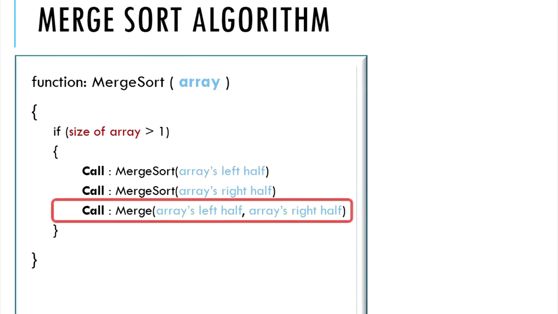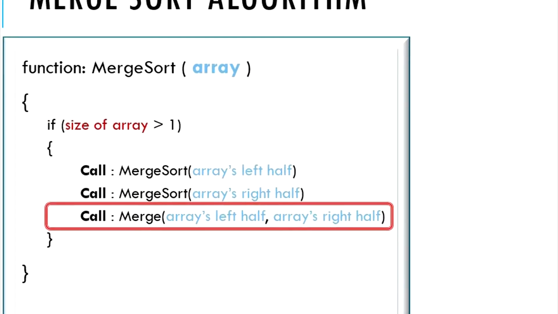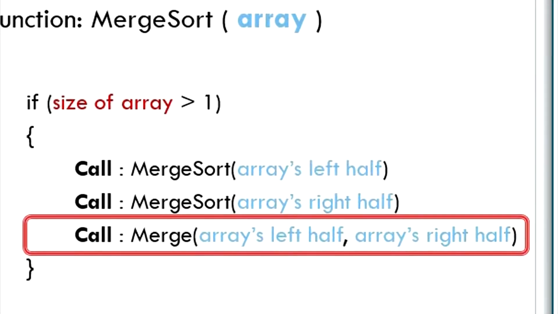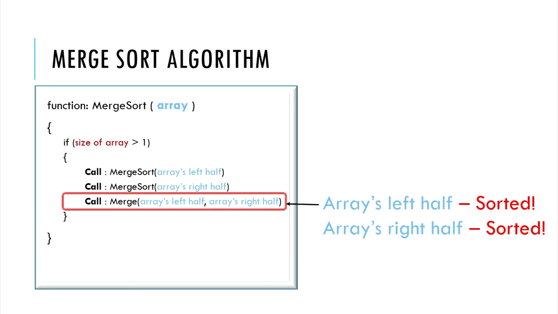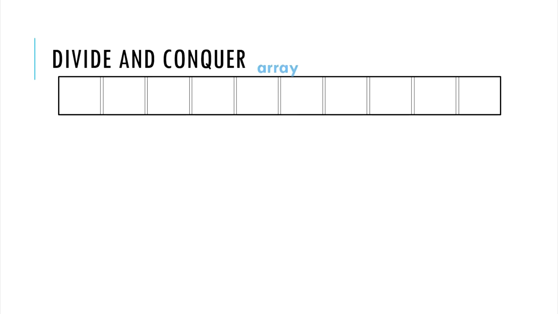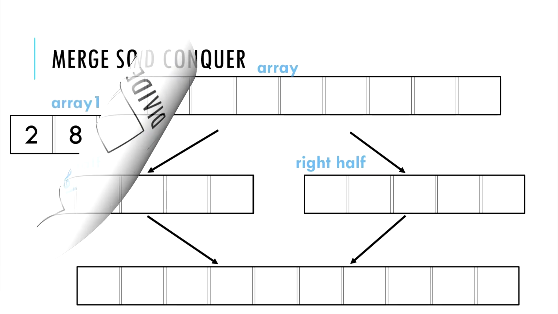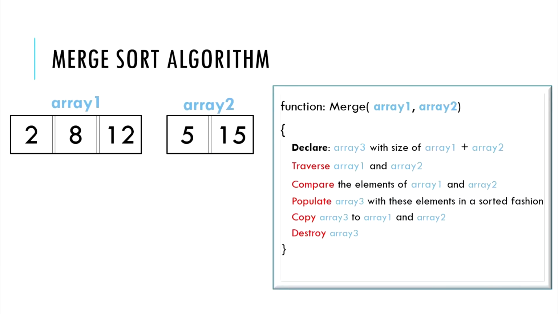The fact that we're calling merge after the sort calls suggests that the merge function is expecting two sorted arrays. Here, it is expected that the array's left half is sorted and the array's right half is sorted too. After the merge operation, we would expect that the whole array is sorted. Thus, we would divide first and then conquer using the merge calls. So, what does the merge function look like?